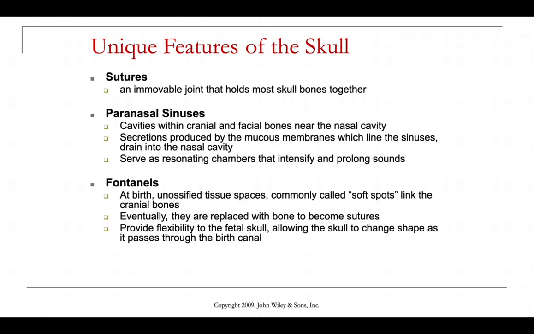The fontanelles are seen at birth. It's unossified tissue spaces. We commonly just call them the soft spots on an infant's head. They are eventually replaced with bone to become sutures, but it's going to give more flexibility to the fetal skull. It will allow it to change shape as it passes through the birth canal.